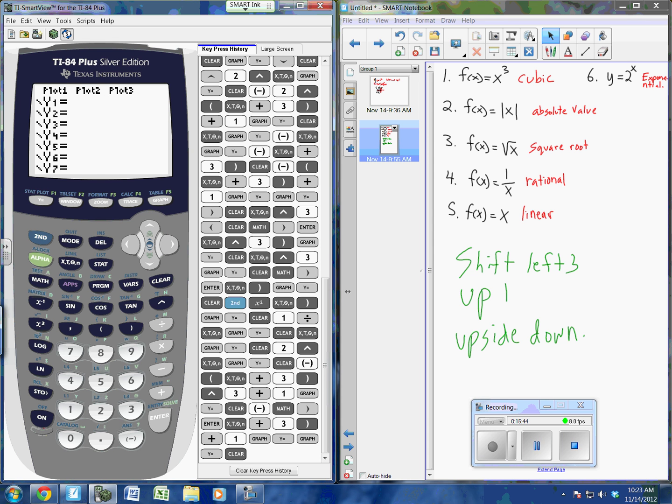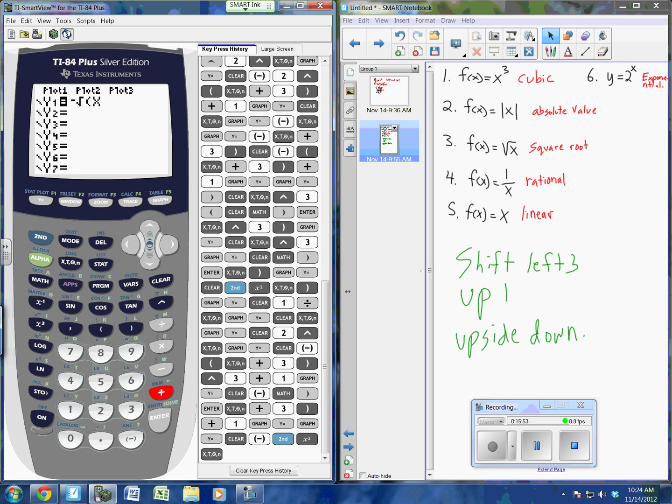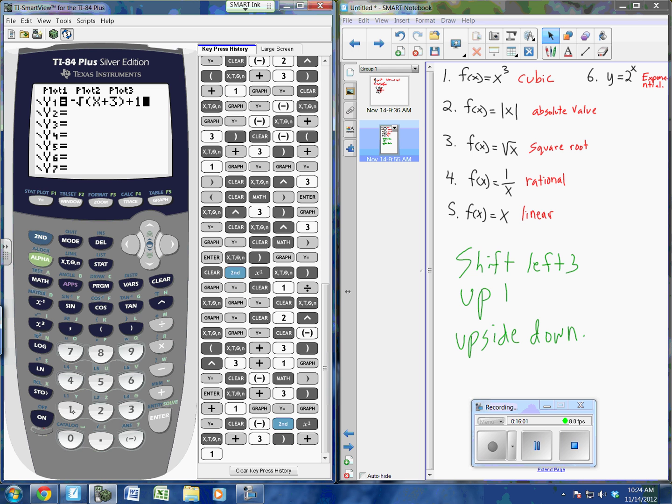The next one is the square root function. Well, once again, I got to turn it upside down, so I got to put a negative in. I got to go to the square root. I got to do x plus 3 to move it to the left 3 units. And then I got to add 1 to move it up 1. So you only square root the x plus 3. It's an inside thing.